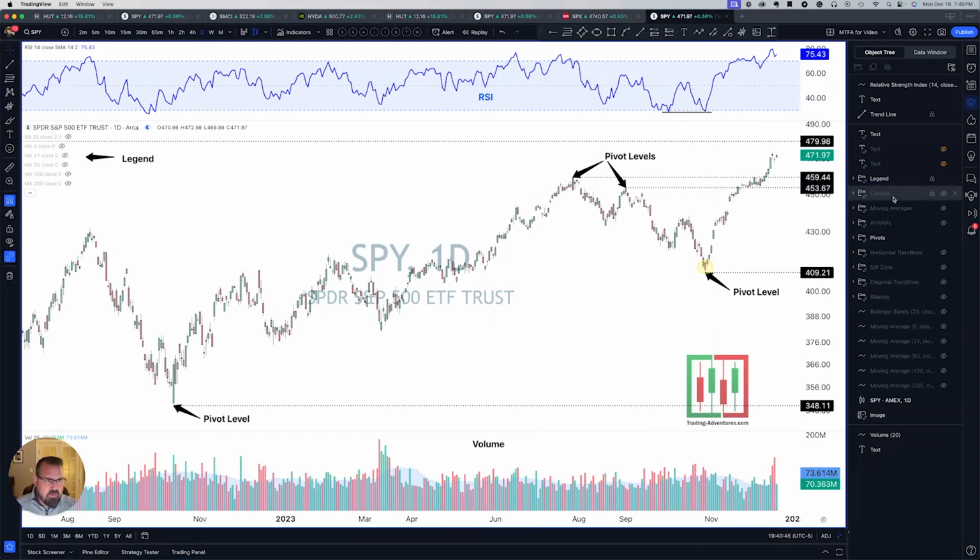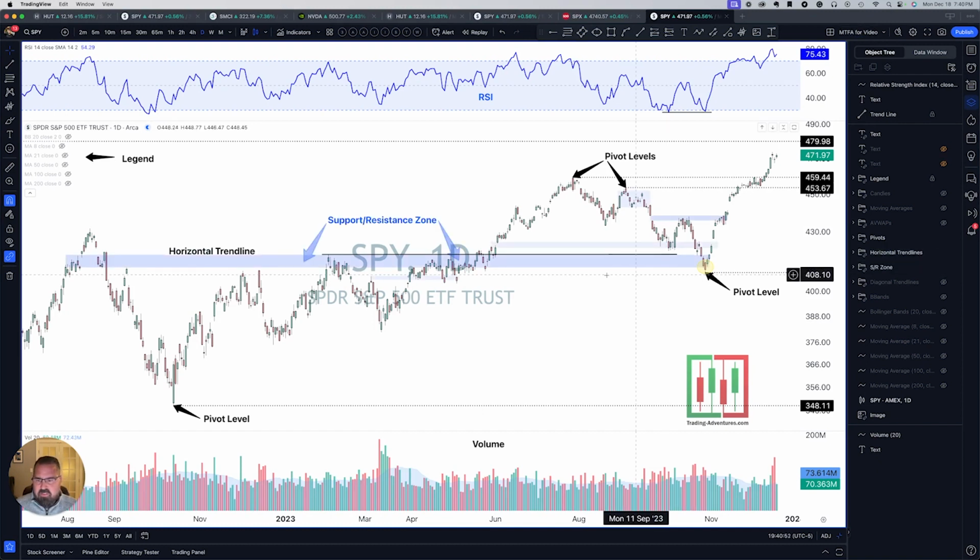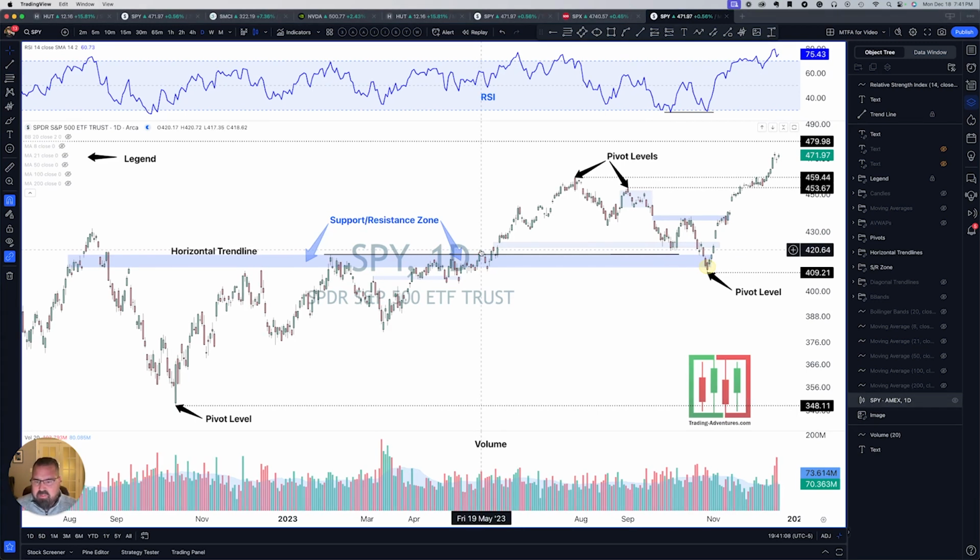If we take this a step further and look at horizontal trend lines and support and resistance zones, what we see here is that it's not always just one pivot. So here's a pivot, another one over here, a little bit of support and resistance here, although it wasn't exactly on the specific price.